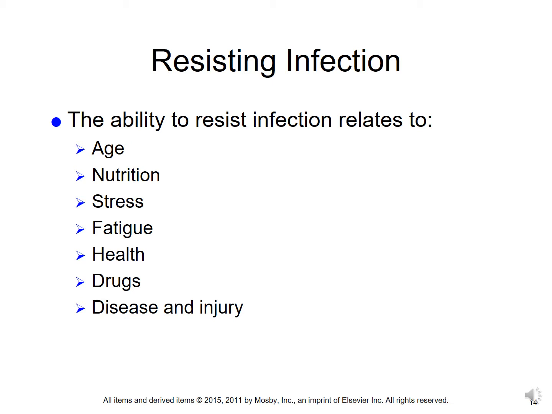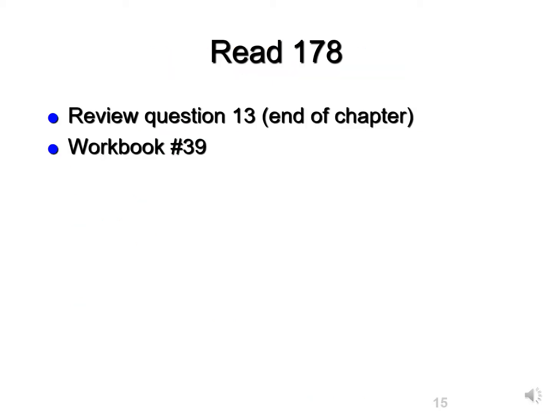And then disease and injury. So if you already have a pre-existing disease, then you're at a higher risk for another infection, and then injuries. When your body is battling an injury, you're at risk for an infection as well. So page 178 for reading, review question 13 at the end of the chapter, and workbook number 39 for this information.